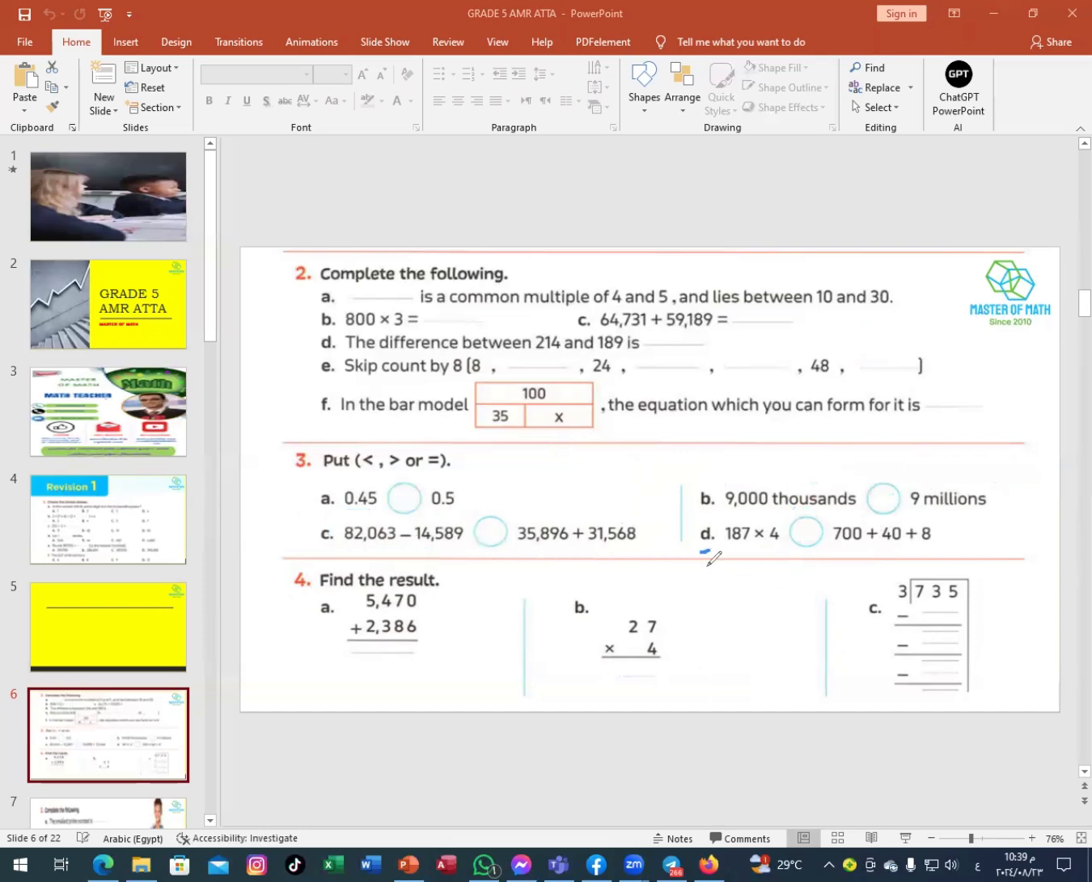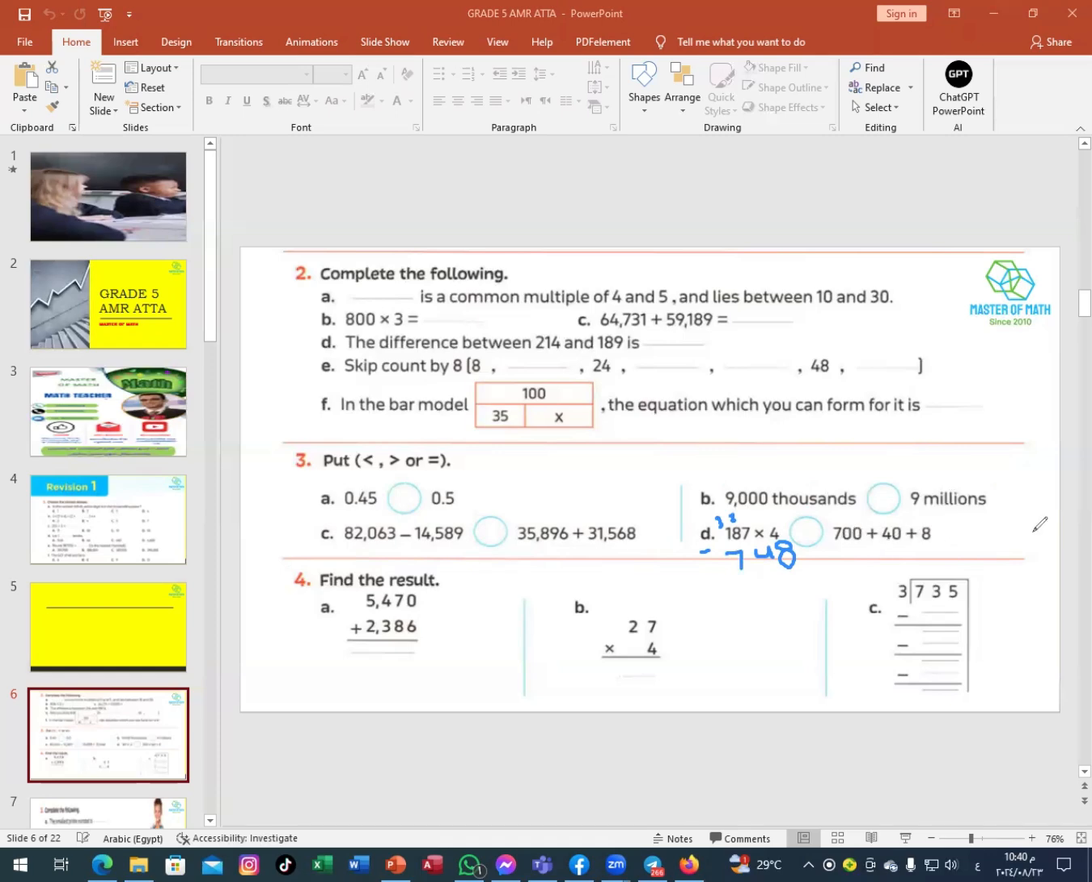D, 187 times 4 or 700 plus 40 plus 8. We have to multiply. 4 times 7 equal 28, 8 and I have 2. Okay. 4 times 8 equal 32, 32 and I have 2 to become 34, 4 and I have 3. 4 times 1 equal 4. 4 plus 3 equal 7.